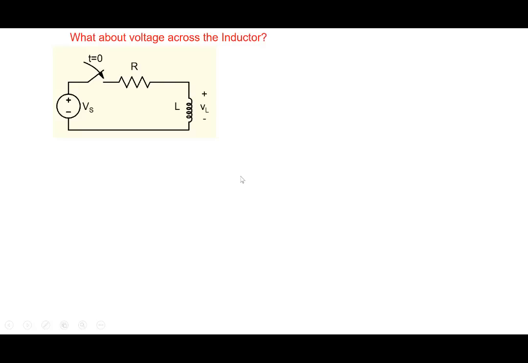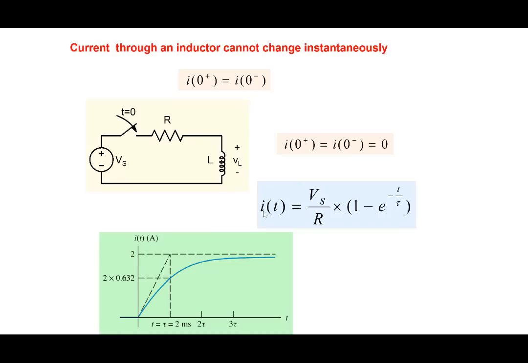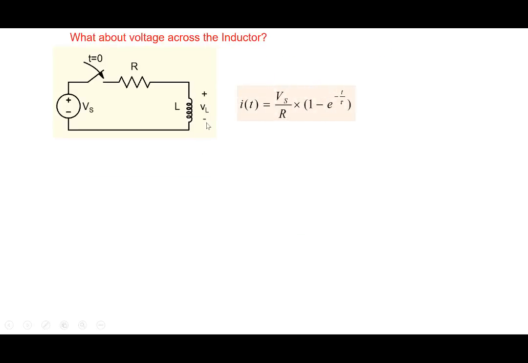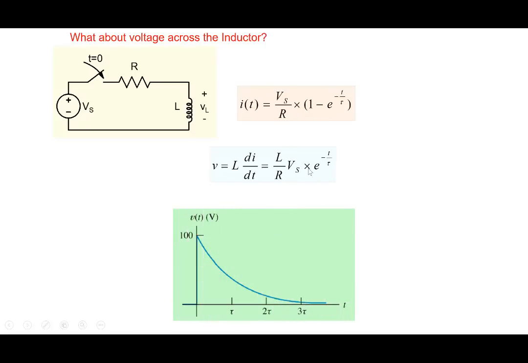Okay, so what about the voltage across the inductor? So this was current across the inductor, I(t). If you want to look at voltage across the inductor, I(t) is Vs by R times (1 minus e to the power minus t by tau). So voltage across an inductor, V is L di by dt, so just take the differential and you get this voltage here: L by R Vs e to the power minus t by tau. Okay, so the voltage across an inductor decreases here.